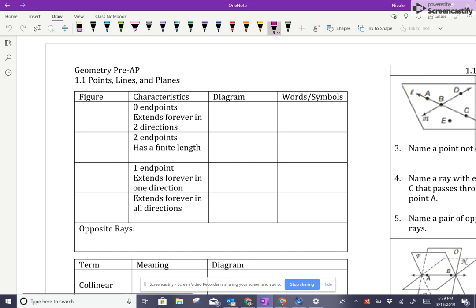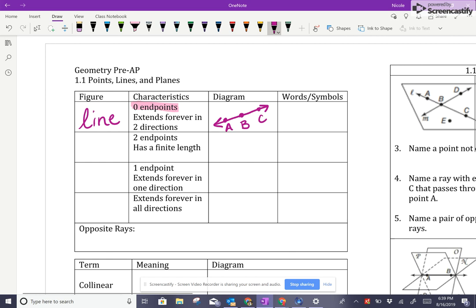The first thing we're going to talk about is a line. Many of you know what a line is. A line is a straight line that moves continuously in two directions. It has 0 endpoints. That means it's not going to have a stopping place. So it may have points on the line, like point A, B, and C, but it moves forever in both those directions. It never comes to a complete stop.